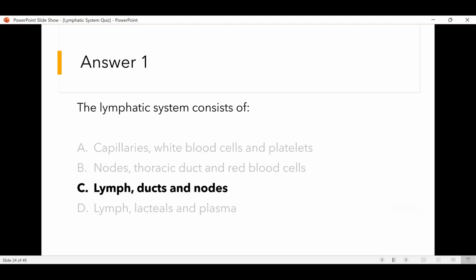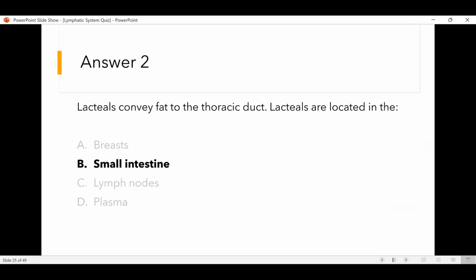The lymphatic system consists of lymph ducts and nodes. Answer 2. Lacteals convey fat to the thoracic duct, and they are located in the small intestine.